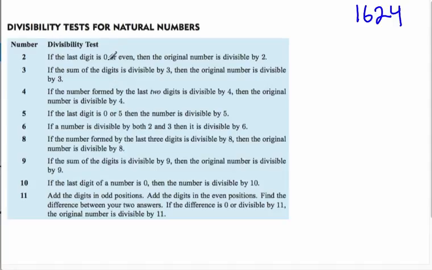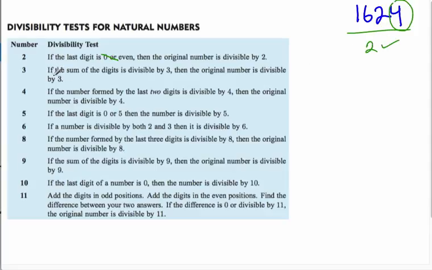If the last digit is 0 or even, well, actually 0 is an even number, so you could just say the last digit is even, then the original number is divisible by 2. Alright, so let's check out our number 1624. Is the last digit divisible by 2? In other words, is the last digit even? Yes, so it is divisible by 2. Alright, so maybe I'll just write a 2 and a check mark here.